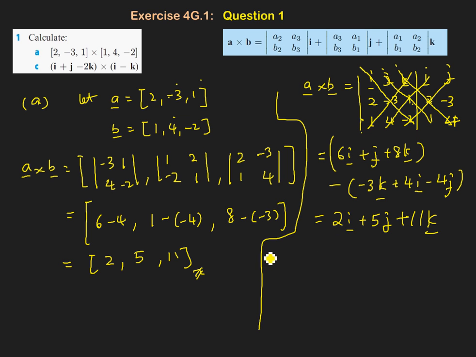So you can try part C or part B, whichever you like, and try this method. It's very efficient for a 3 by 3 matrix like this, or in this case the cross product. We'll see you in the next video, and all the best.